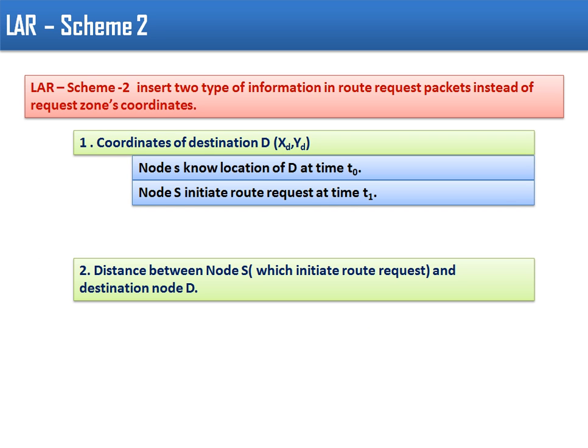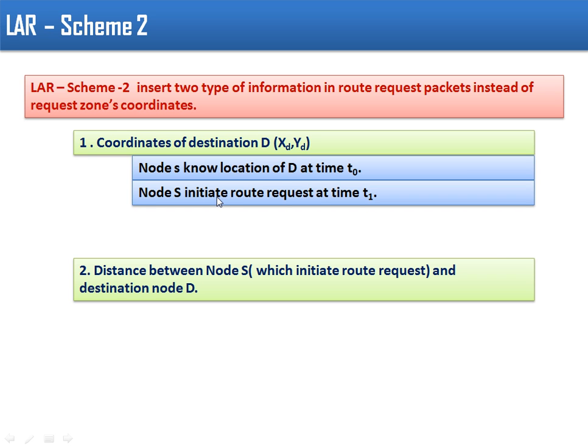Now this is scheme 2. In scheme 2, when a node sends a route request packet, that route request packet now doesn't include the 4 coordinates of the rectangle or request zone. Now they include only two pieces of information. One is the coordinates of destination D. So we are considering that the node knows the location of D at time t0. So the coordinates of D will be included in the route request packet.